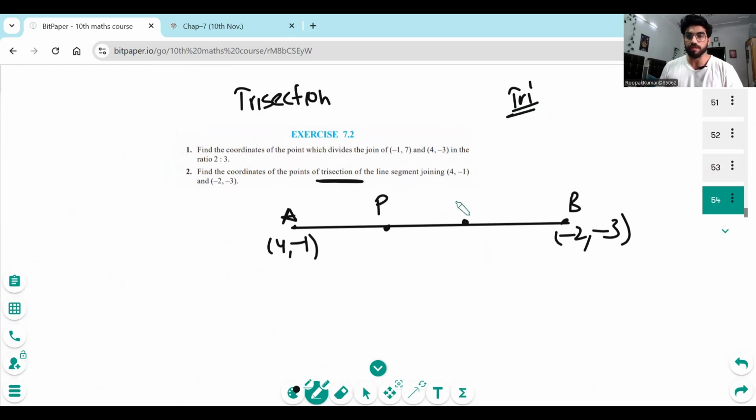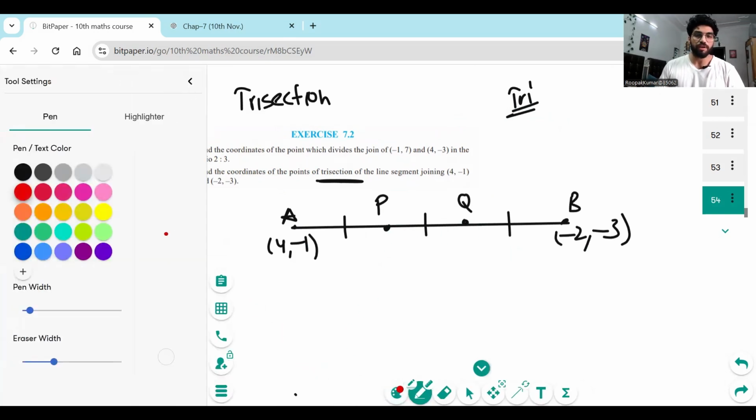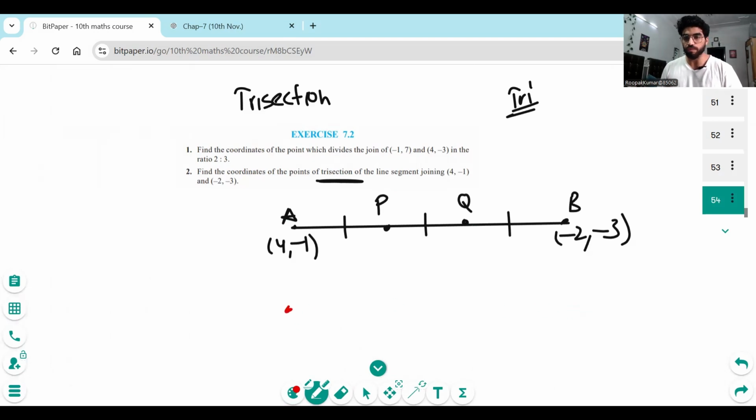Let's say this is P and this is Q. Trisection means all the 3 parts are equal. We have to find these 2 points, P and Q. Now, if you see very carefully, if I remove this guy, what will happen? Let's see which guy I'm talking about: A is 4 comma minus 1, and this is B, minus 2 comma minus 3. I'm removing Q from the entire situation.